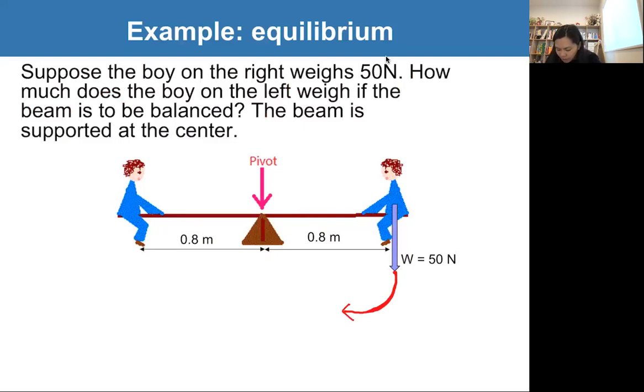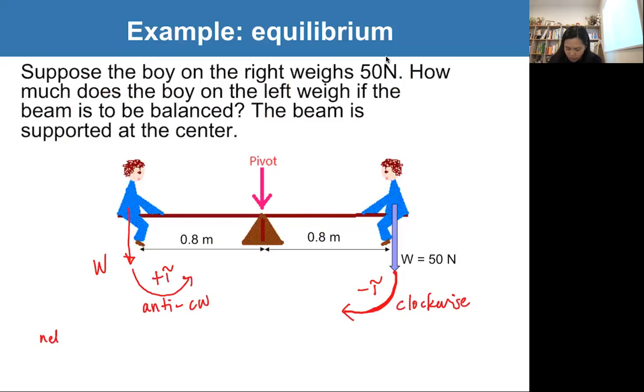to rotate in a clockwise direction, and clockwise direction gives you a negative torque. On the other hand, the weight of the buoy on the left, the tendency of this weight will be to rotate the beam in the opposite direction, in an anti-clockwise direction, and we said anti-clockwise direction will give you a positive torque. And we said that the net torque should be equal to 0.